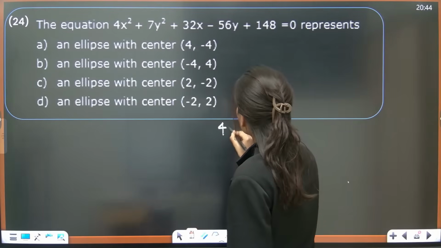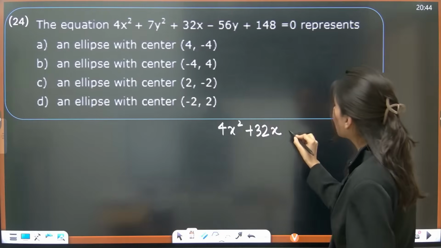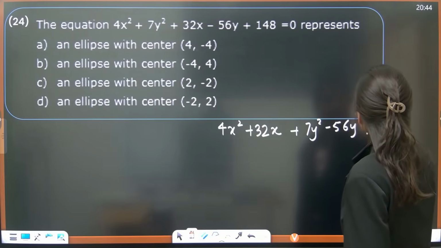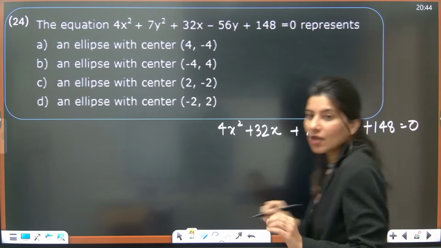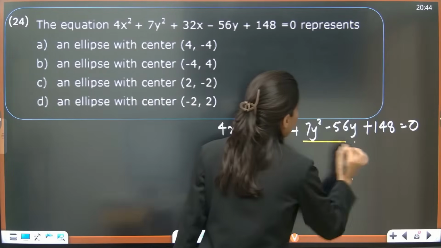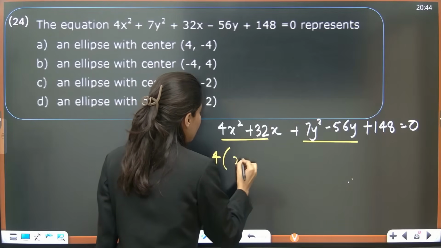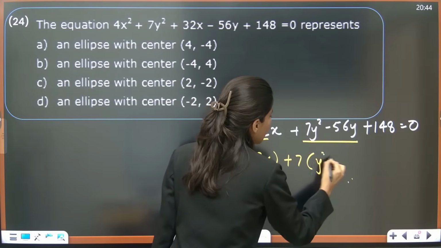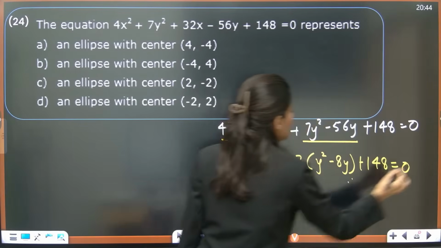4x square plus 32x, keeping x terms together, plus 7y square minus 56y plus 148 equals 0. The overall question is all about creating a perfect square. That's it. Now, understand this and this. You take 4 common: x square plus 8x, and 7 common: y square minus 8y, plus 148 equals 0.